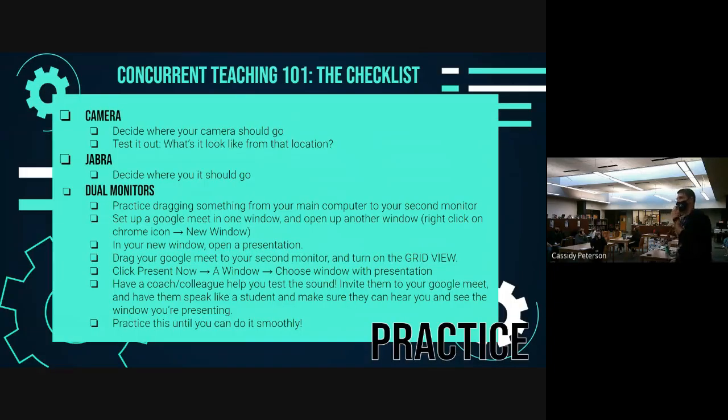Okay. All right. So this is the last one that we're going to email out as a screenshot. This is kind of the checklist: if I'm getting started, what do I want to do? So number one, camera: decide where it's at, test it out. What does it look like from each location? The Jabra, where should it go? So I'm going to find that little part.